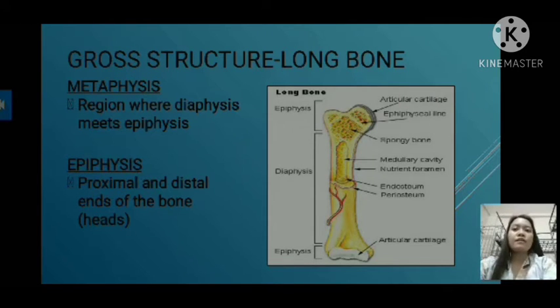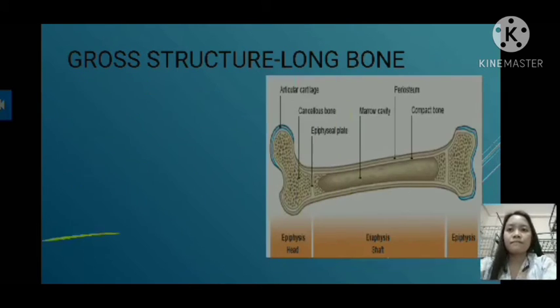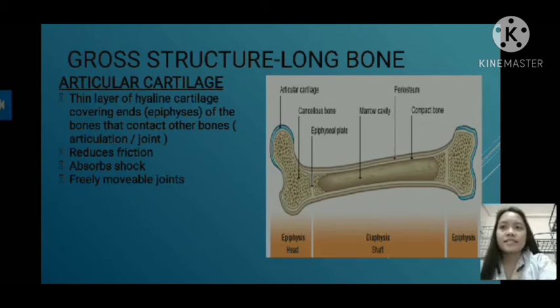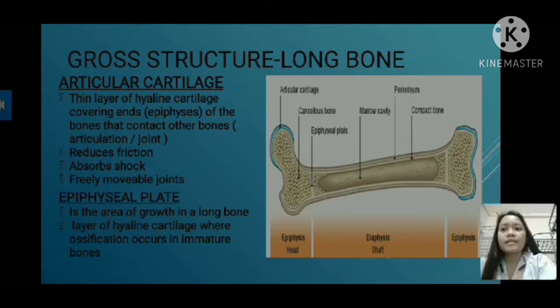Epiphysis, the rounded end of a long bone at its joint with adjacent bones. Articular cartilage. This is a thin layer of hyaline cartilage covering the epiphyses of the bones that contact other bones, forming articulation and joints. Articular cartilage also reduces friction and absorbs shock, and these are freely movable joints. The epiphyseal plate is the area of growth in a long bone, a layer of hyaline cartilage where ossification occurs in immature bones.